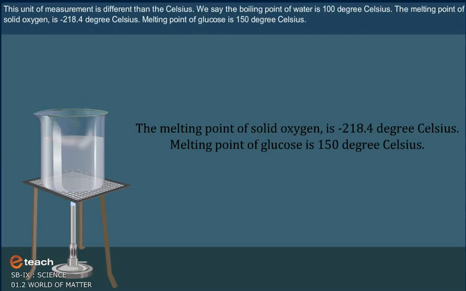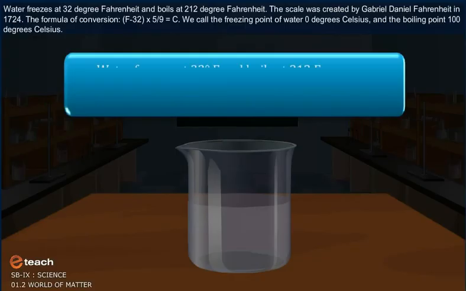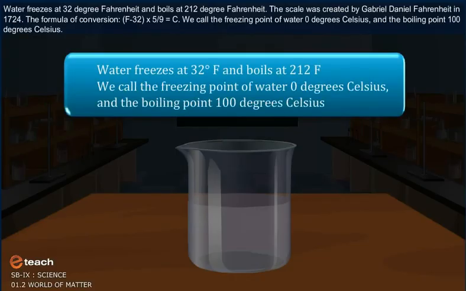The melting point of solid oxygen is minus 218.4 degrees Celsius. Melting point of glucose is 150 degrees Celsius. Water freezes at 32 degrees Fahrenheit and boils at 212 Fahrenheit. The scale was created by Gabriel Daniel Fahrenheit in 1724.